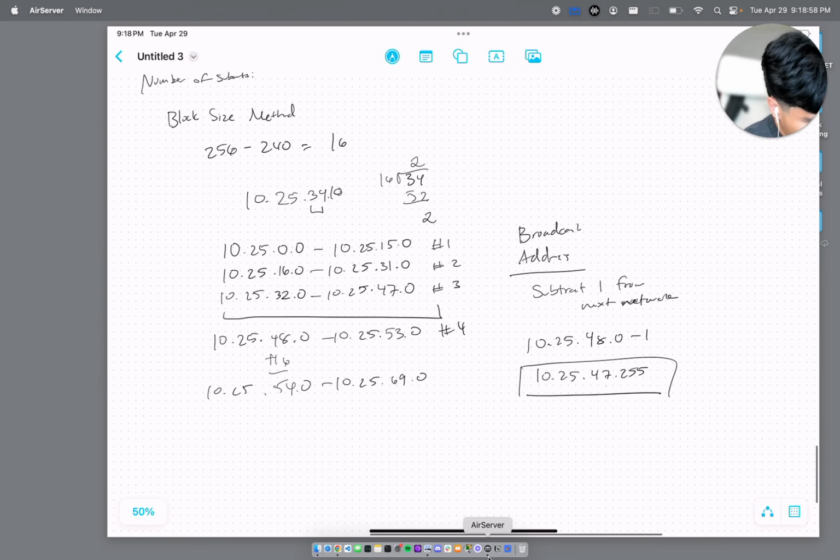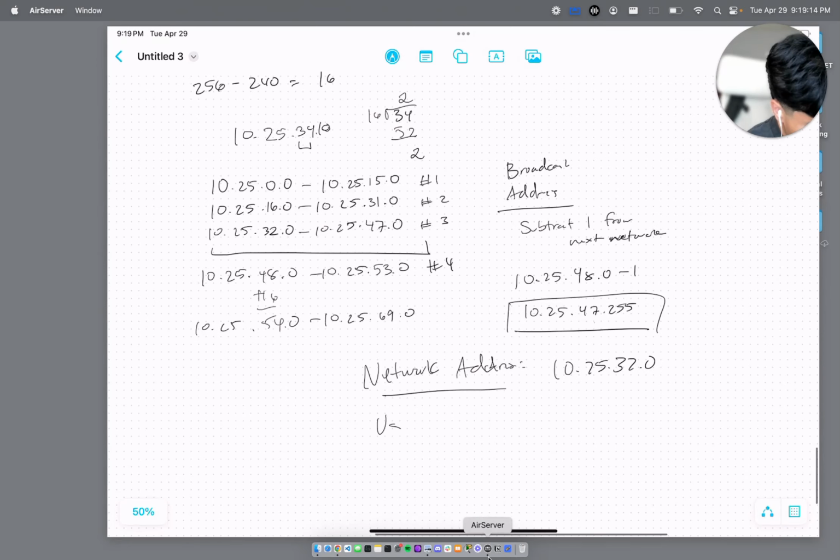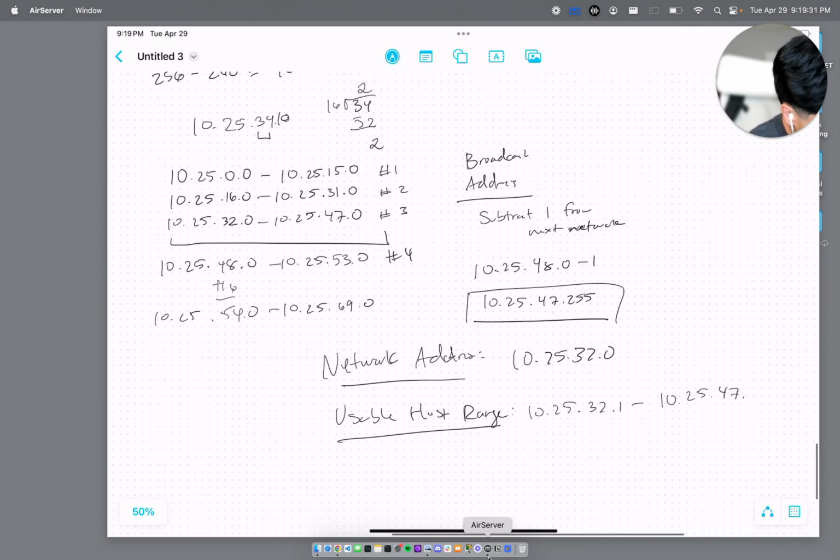Network address is going to be the first address, right? And that's going to be 10.25.32.0. Usable host range is going to be what is in between that, right? What's in between the network and the broadcast, right? That's the usable host range.